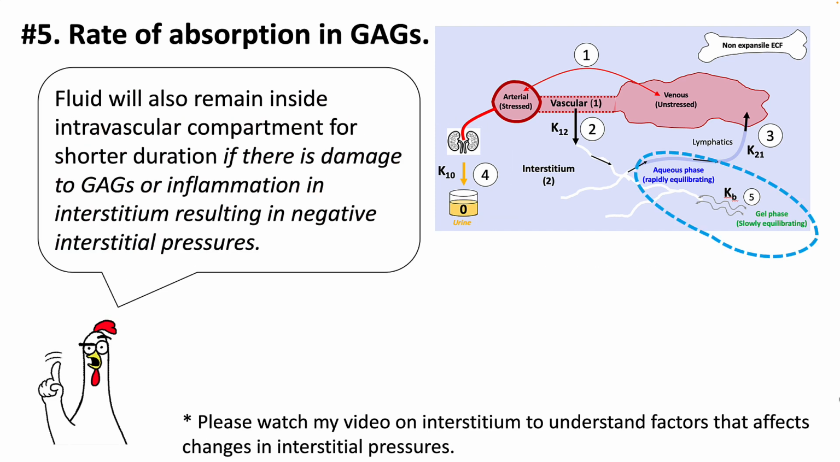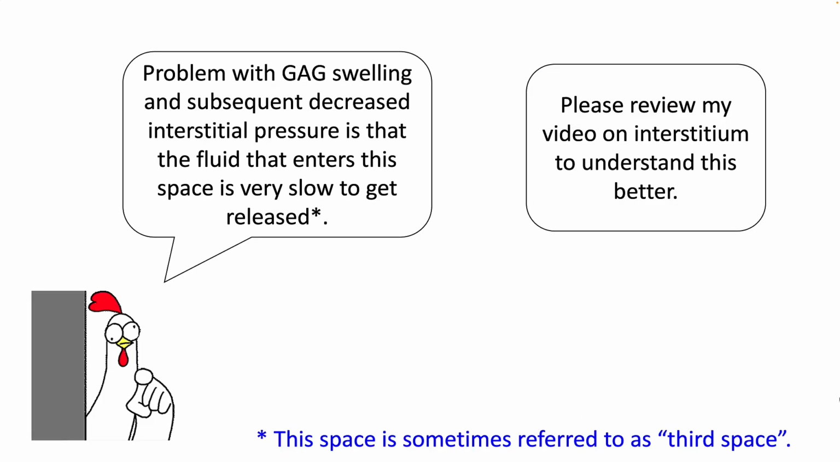Lastly, the rate of absorption in the GAGs is very important. As we learned earlier, if there is any damage to glycosaminoglycans from inflammation, the interstitial pressure becomes more negative and it starts absorbing water. A lot of this water is your structural water. So the problem with the swelling of glycosaminoglycan is that the fluid that enters the space is very slow to get released. Sometimes this space is called third space. We'll talk about third space in some other lecture.